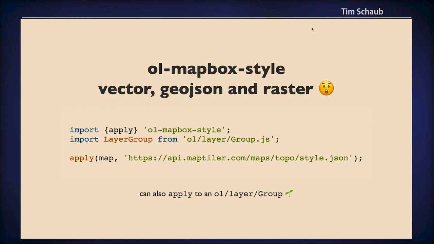It's also possible to use the OL Mapbox style library, which OpenLayers depends on for Mapbox style rendering, and this provides an apply function. The code snippet here applies the whole style with all its vector, GeoJSON, and raster layers to a map, but since the last release, it can also apply it to a layer group, which I have imported here so you can see where to find it, and it works exactly the same way and makes it easier to combine layers from a Mapbox style with your own application layers.